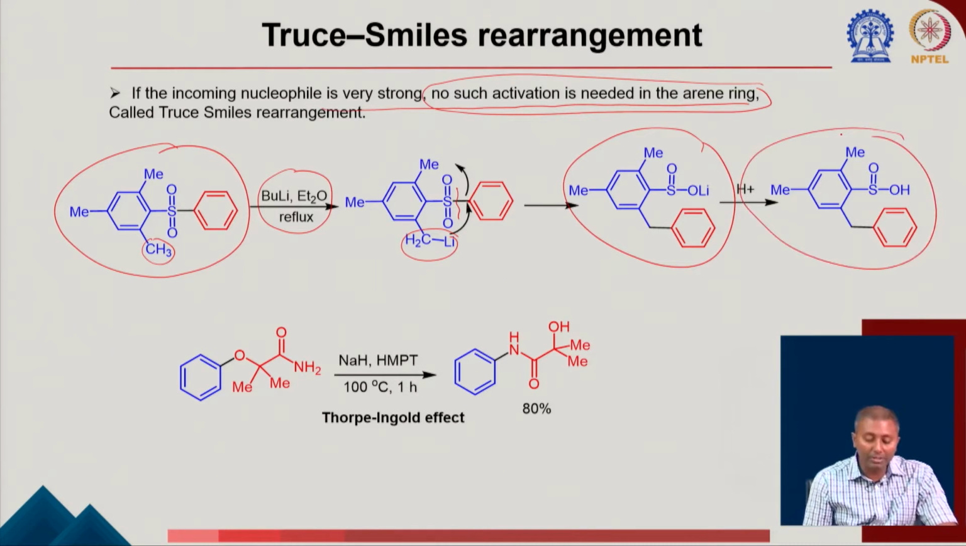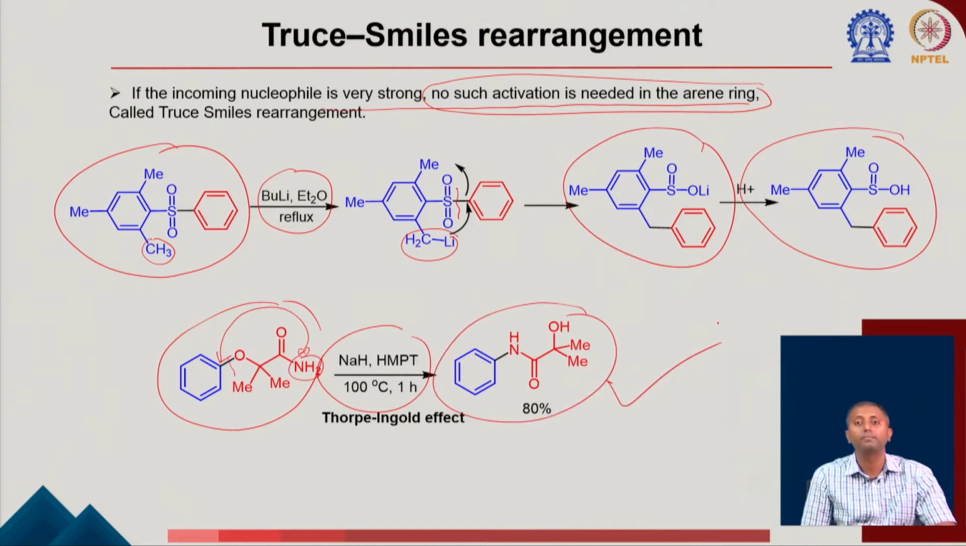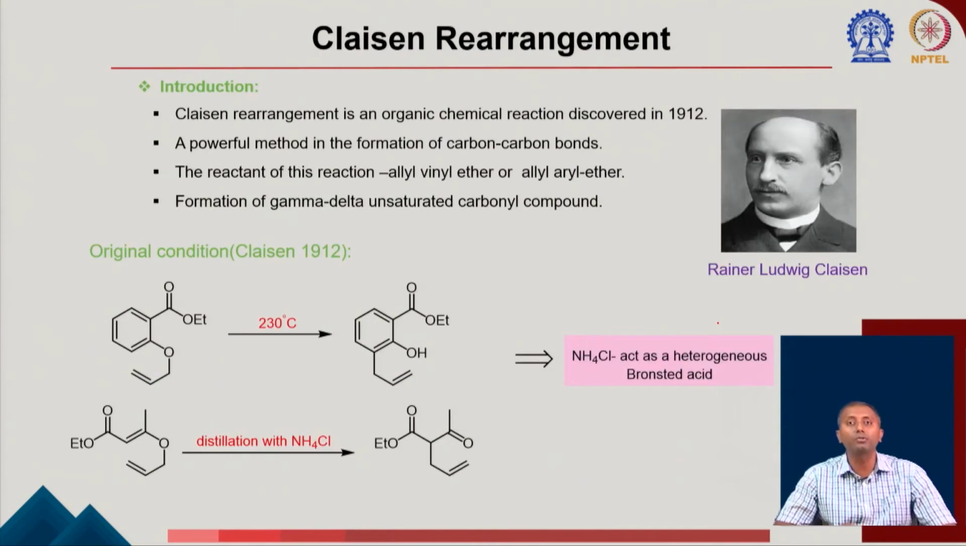We can also do this reaction for this substrate using sodium hydride and HMPT. So, sodium hydride is going to abstract this NH2 proton of this amide, and then this NH minus species is going to attack this carbon, and after that the cleavage of this carbon oxygen bond is going to generate the corresponding product here.